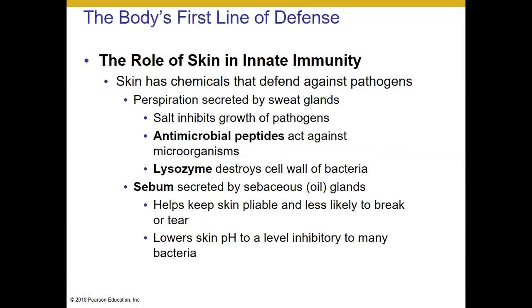right. So here's one of the things that I already mentioned, right? But skin has things that are secreted onto it. I already mentioned it's already salty, so that inhibits the growth of pathogens. You have antimicrobial peptides that can be secreted onto the skin, one of those actually being lysozyme.